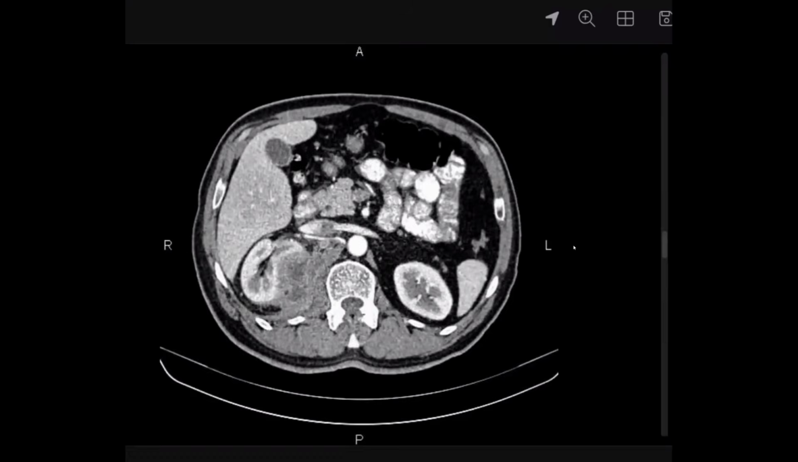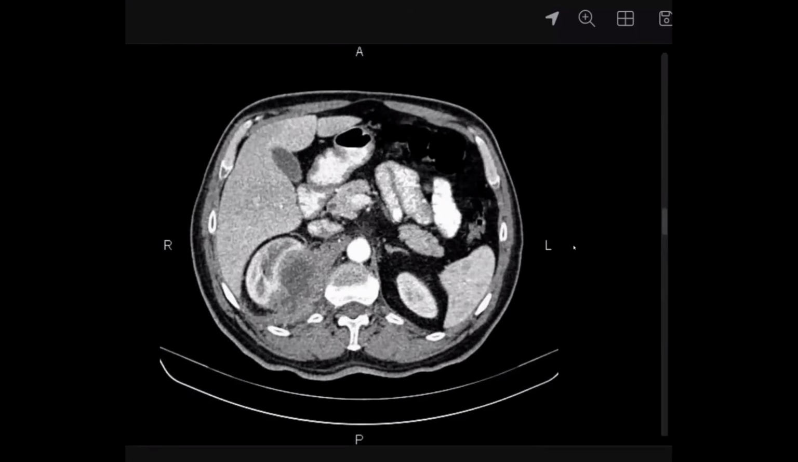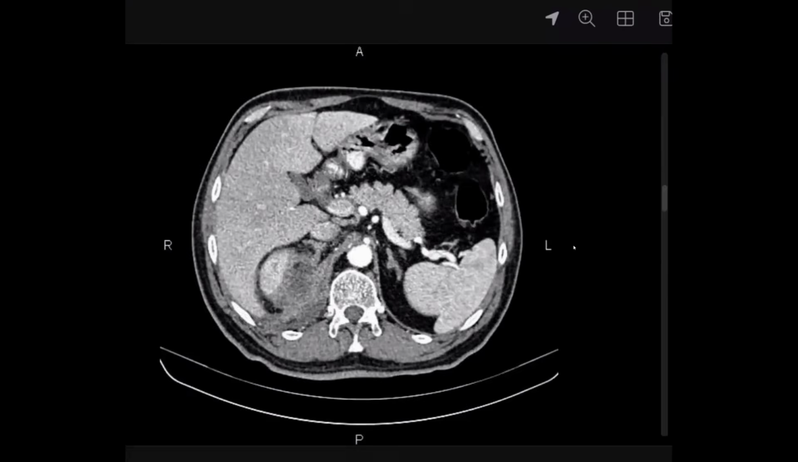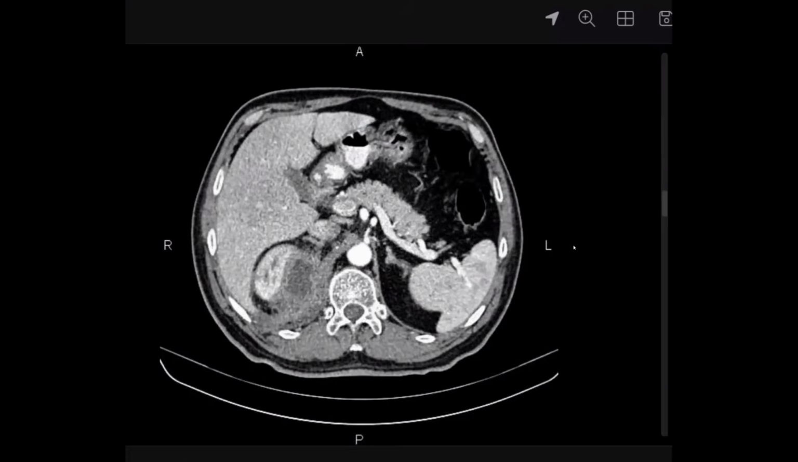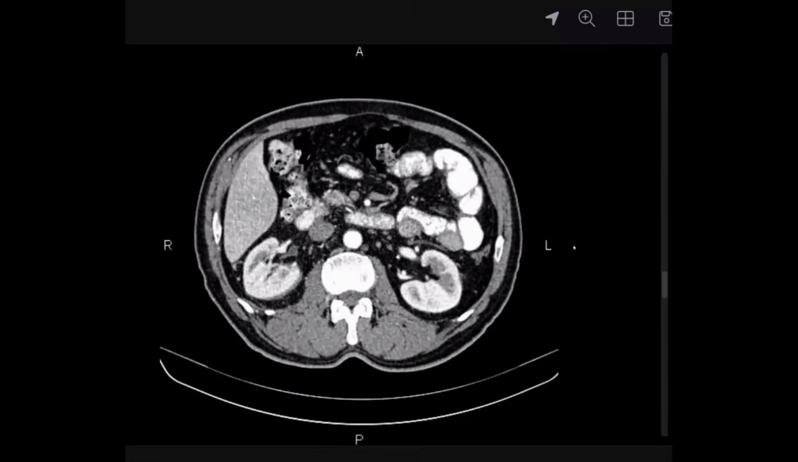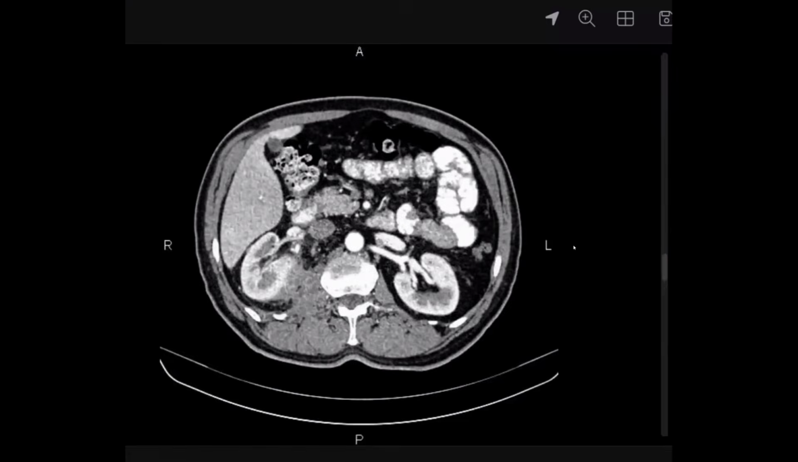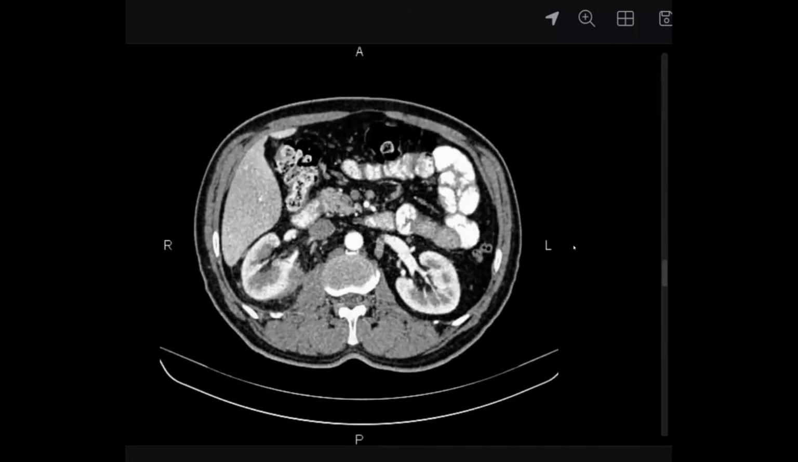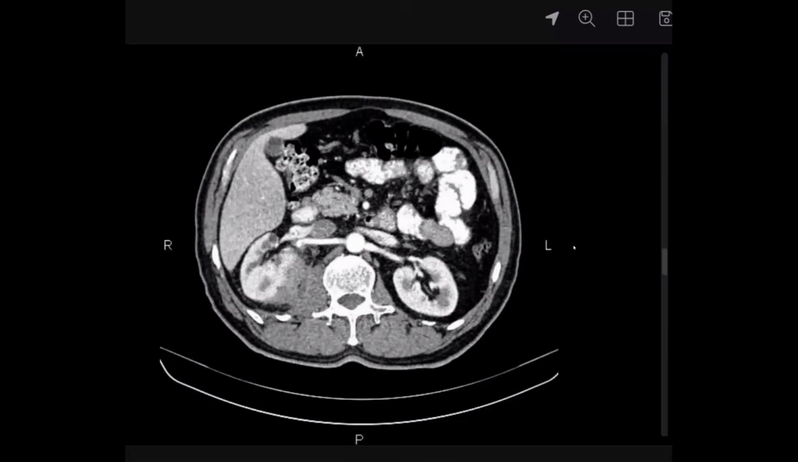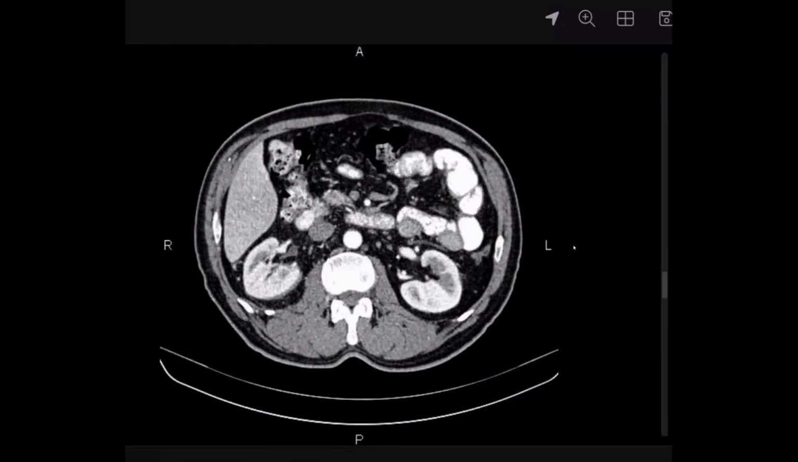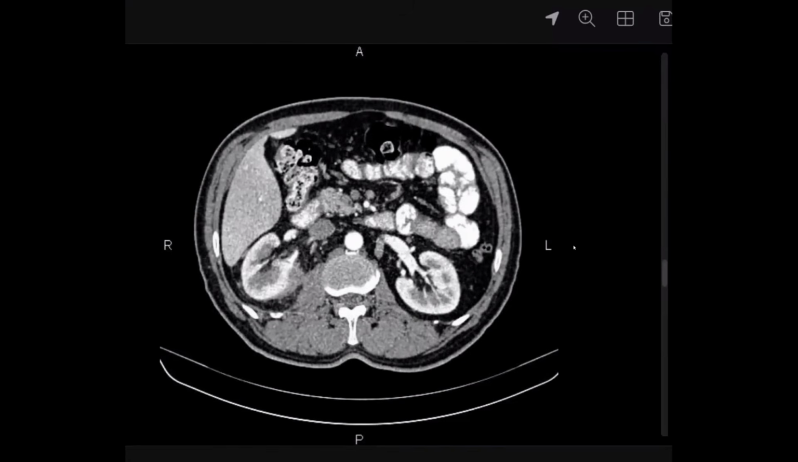This ill-defined area of enhancement shows an internal necrotic component as well. I do not appreciate further abnormally enhancing lesion within the kidney. Now I'm looking at the renal vein. The right renal vein, although it's not venous phase imaging, is patent. The renal artery and contralateral kidney appear unremarkable. There is no significant dilatation of the pelvicalyceal system.